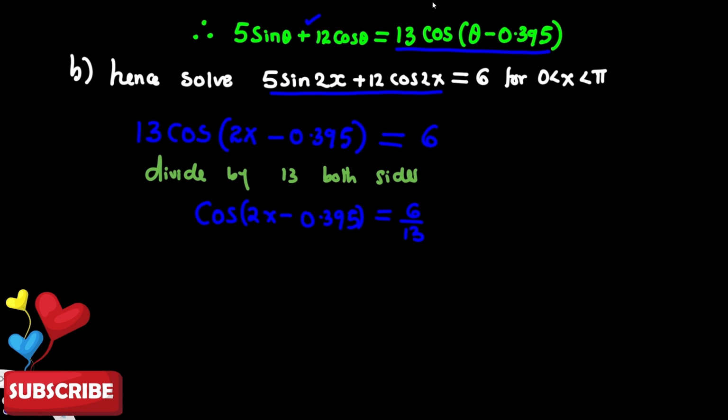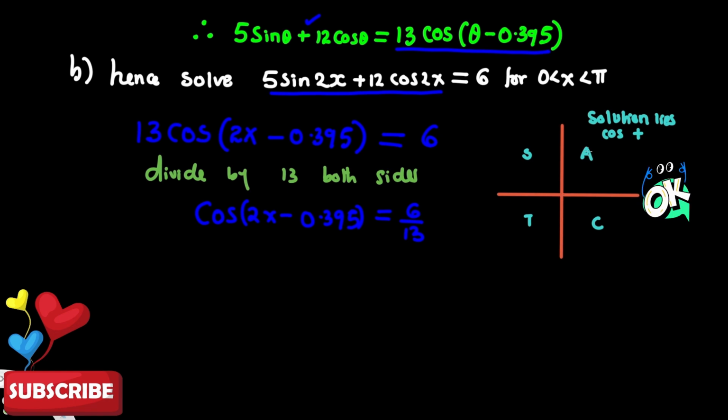So what I'm trying to say here is that you need to identify that 6 over 13 is a positive value. So we are going to find values of x in the quadrant where cosine is positive. So we're going to draw that quadrant there and now say the solution of x is going to lie where cos is positive, because we know that all students trust Cambridge. Then it means that we can now say this is going to lie in the first quadrant and in the fourth quadrant. That's where cosine is positive. I believe that is well understood.